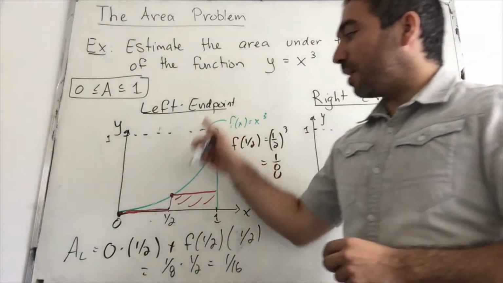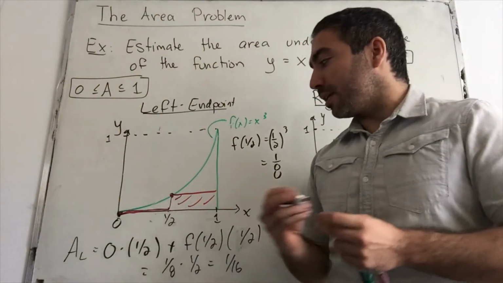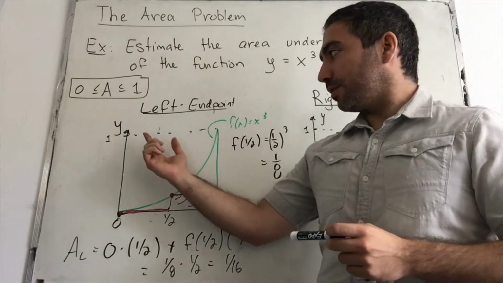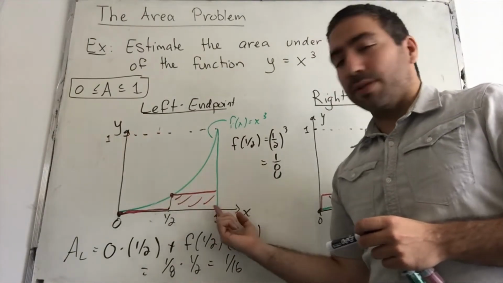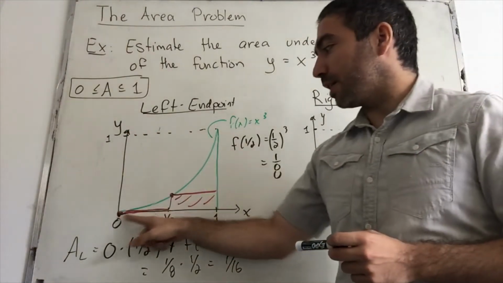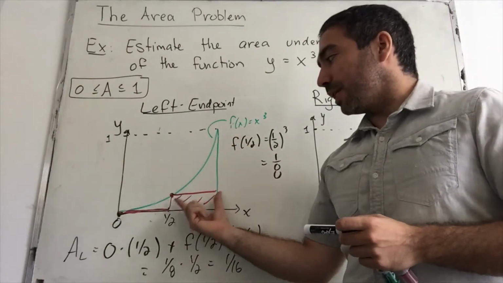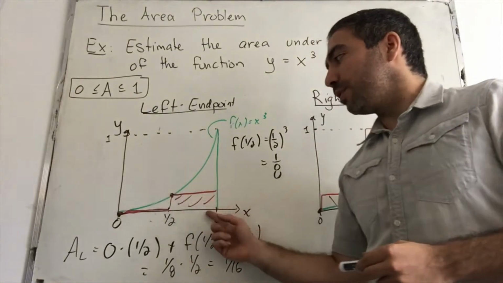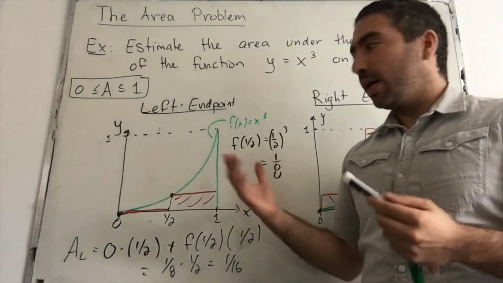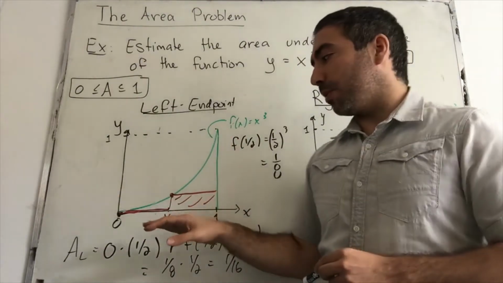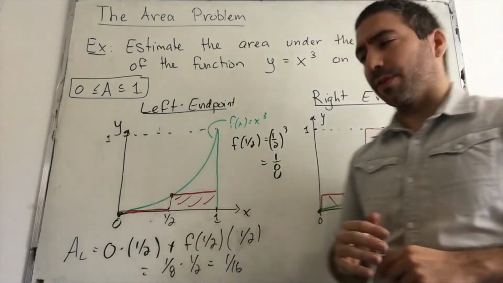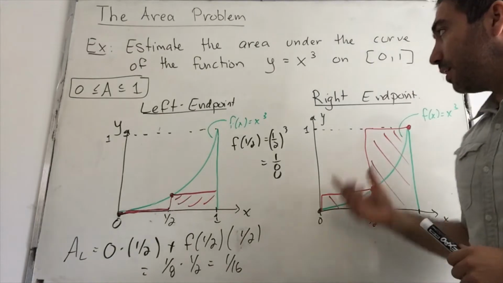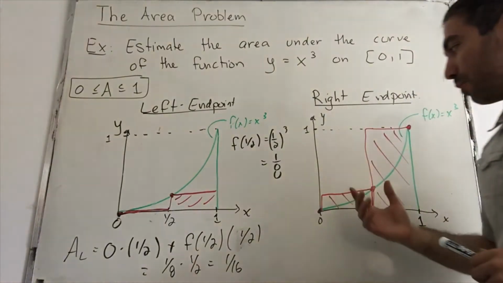And notice that the left endpoint in this example is an underestimation. This isn't always the case. You might have a function that is decreasing. Here the function is increasing. From left to right it's getting larger. So since it's an increasing function, the left endpoint happens to be an underestimation. But if the function was decreasing, you would have an overestimation. So left endpoints are not always associated with underestimation, so just be careful of that. In this specific case, it's an underestimation of 1/16. Let's take a look at the right endpoint and see what value we get.